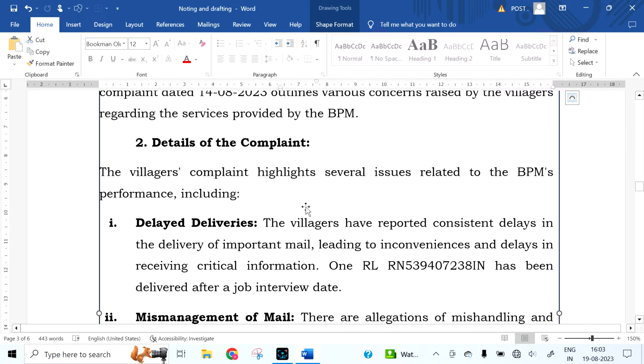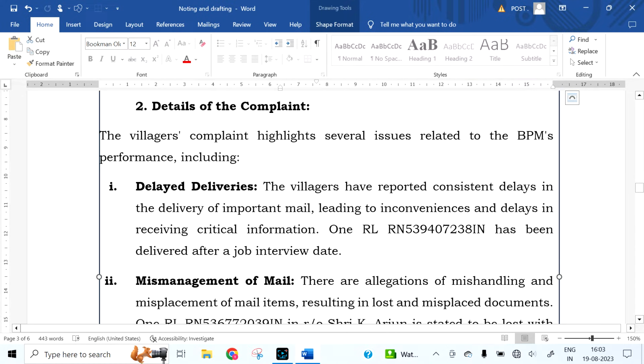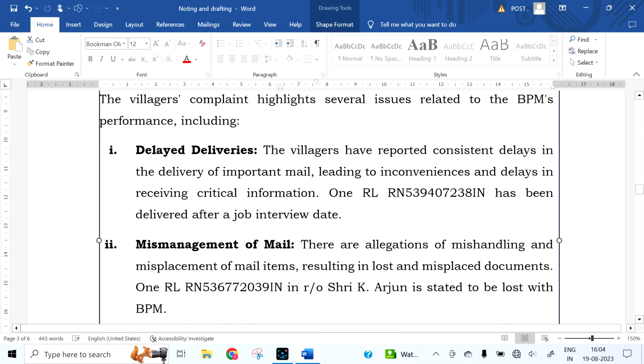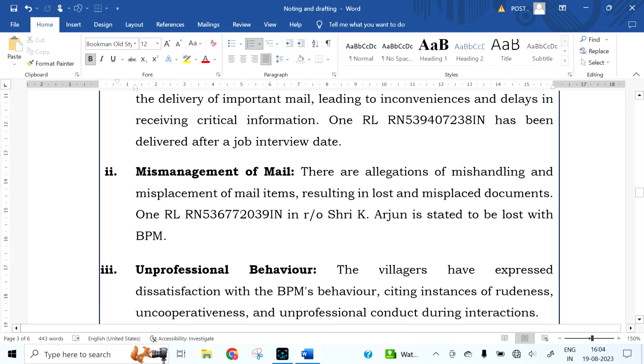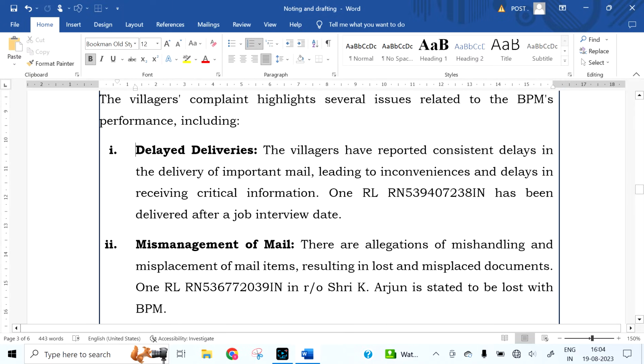For making it easy for the officer to find out what is the gist of the case, it is the duty of the dealing assistant to submit the gist of the case in the note sheet. So the villagers' complaint highlights several issues related to the BPM's performance, including, in the second para, the second serial number, we can see 1, 2, 3 some important aspects mentioned with side headings also. Delayed deliveries: the villagers have reported consistent delays in the delivery of important mail, leading to inconveniences and delays in receiving critical information.